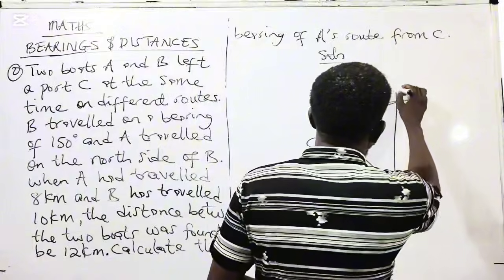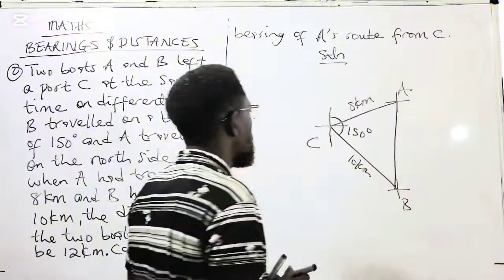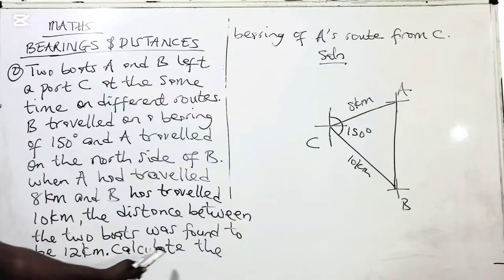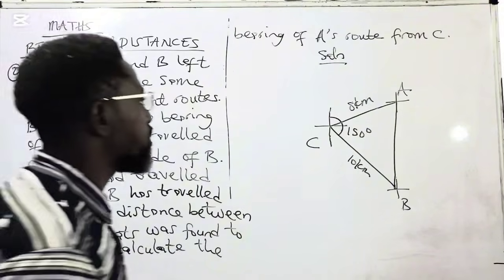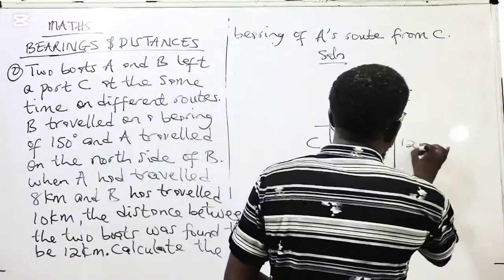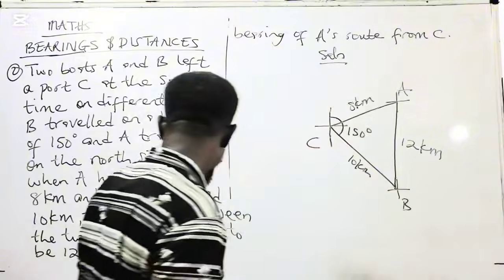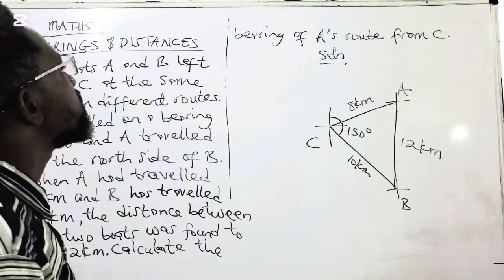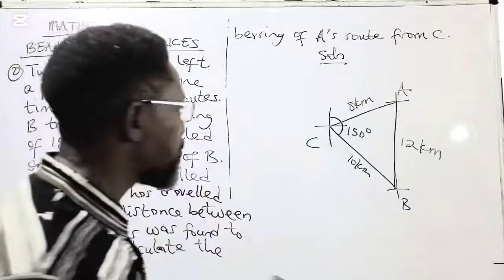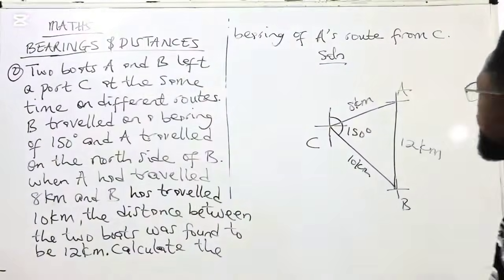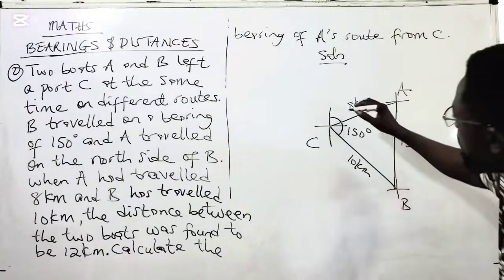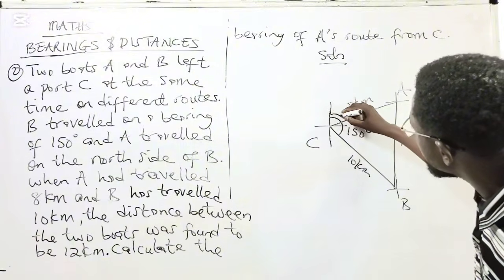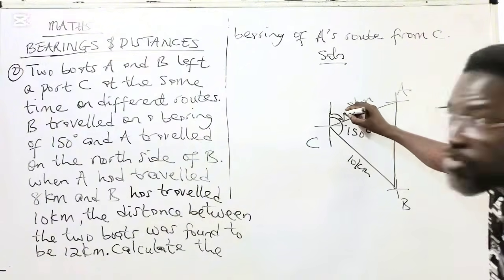That's point A. So the distance between the two boats was found to be 12 kilometers. Calculate the bearing of A's route from C. The bearing of A's route from C is talking about the measurement from the north pole of C up to this particular point.